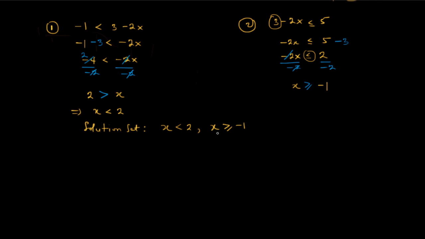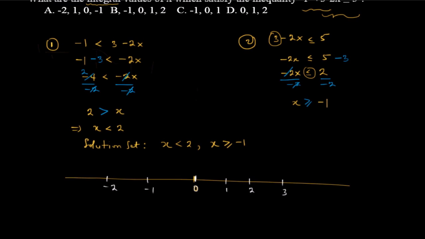Now, how can we decide the solution of this problem based on these two conditions? Well, let's draw our real number line. So this is going to be 0. Let's say this is 1, let's call this 2, let's call this 3. This is -1, this is -2, just like you have in your graph sheet.